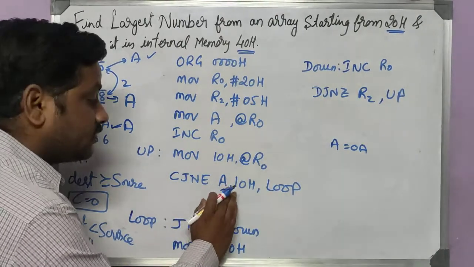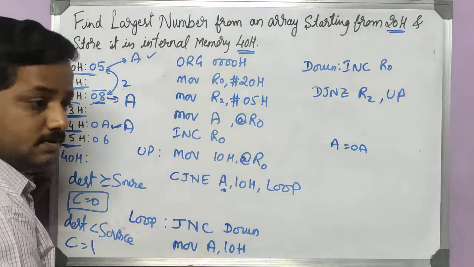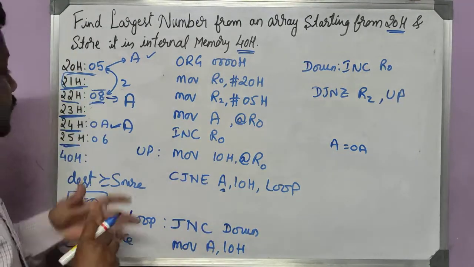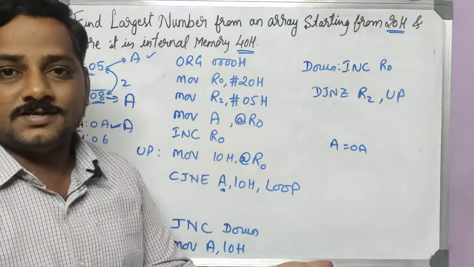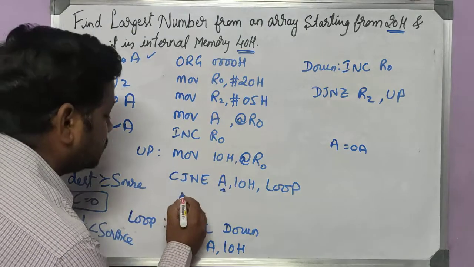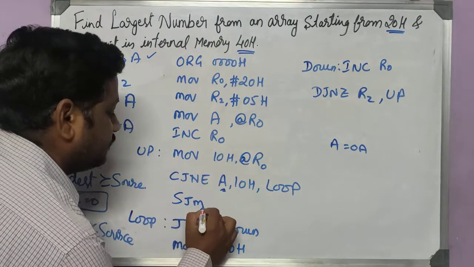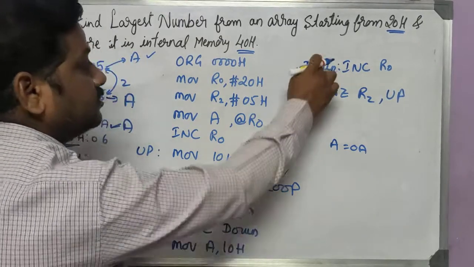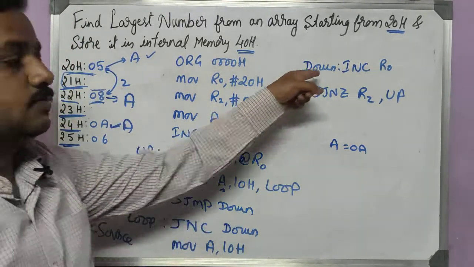If those two are not equal, it will jump. If equal, then come to the next line. So what has to be done? Nothing has to be done. If both are equal, no need of interchanging. Right? So we just put an SJMP, short jump, and we'll jump down to this line.